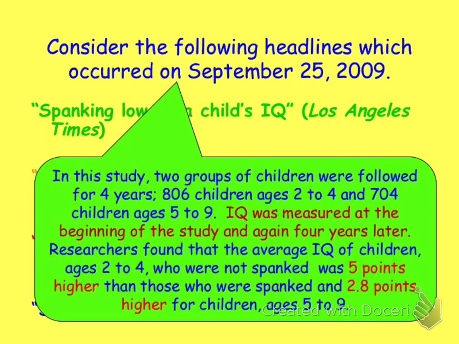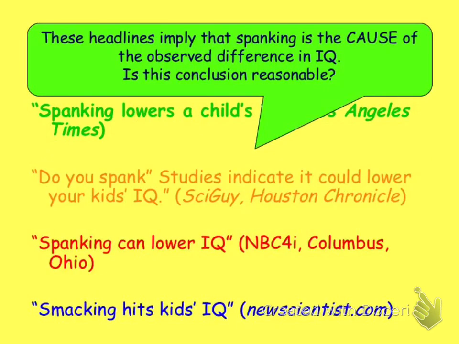Researchers found that the average IQ of the children ages 2 to 4 who were not spanked was 5 points higher than those who were spanked, and 2 points higher for children ages 5 to 9. Don't spank your children. So these headlines imply, this is why we shouldn't read things. I'm just kidding. That's why we shouldn't believe everything that we read. Because these headlines imply that spanking is the cause of the observed difference in IQ.